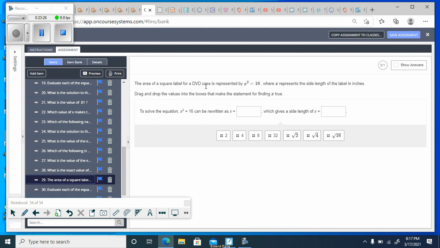The area of a square label for a DVD case is x squared is equal to 16, where x represents the side length of the label in inches, okay? So we're talking about a square that has area 16, okay? To solve the equation, x squared equals 16 can be written as x is equal to the square root of 16, which gives the side length of size x is 4.